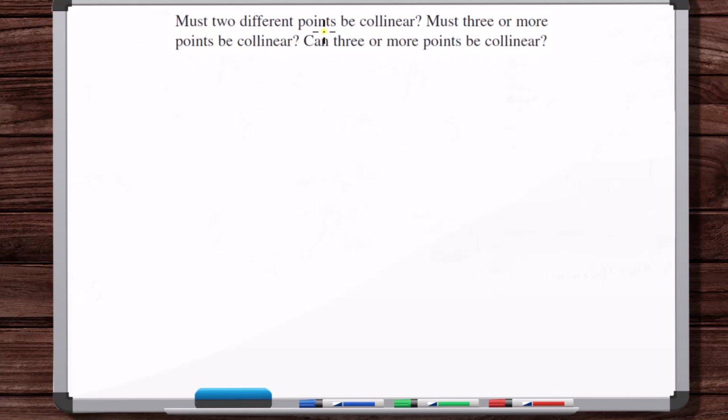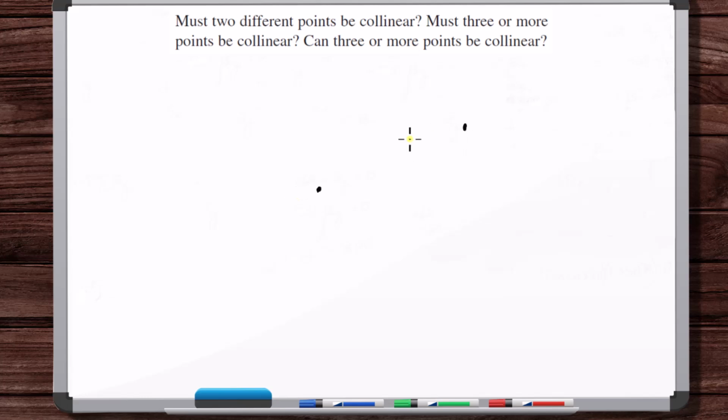Must 2 different points be collinear? Must 3 or more points be collinear? Can 3 or more points be collinear? Yes, 2 different points are going to be collinear. 100%. They're going to define a unique line.